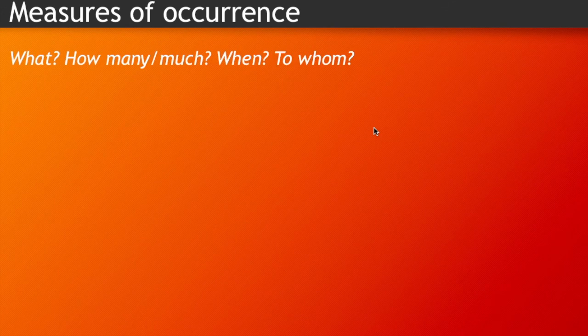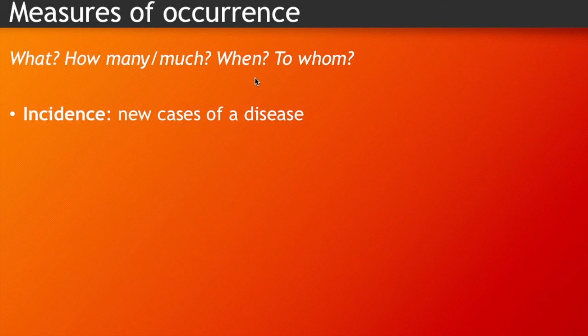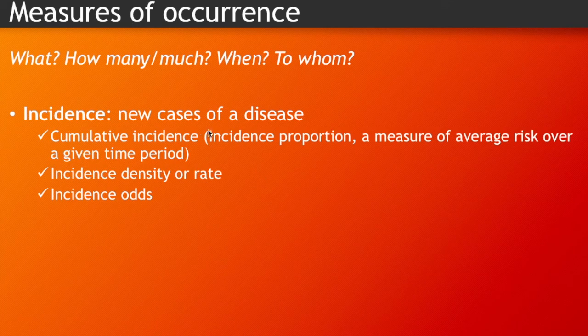Measures of occurrence. Measures of occurrence want to answer what, how many or how much, when, and to whom. There are two main types of measures of occurrence that we use in epidemiology. Incidence measures the new cases of a disease. Commonly measured incidences are cumulative incidence, the incidence density or rate, and incidence odds.